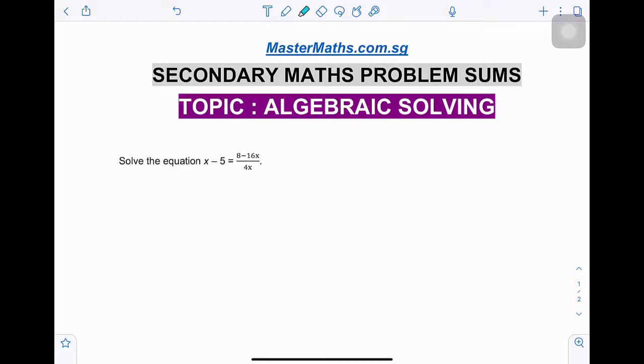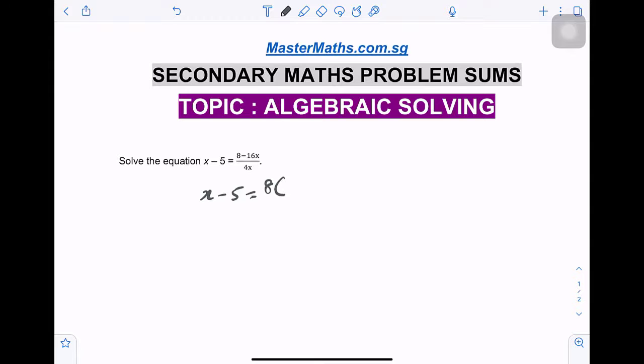Solve the equation x minus 5 equals to (8 minus 16x) over 4x. Now, in order to do this question, we have to realize that on the right side, the denominator and the numerator have some common factor. So let's factorize that out first.